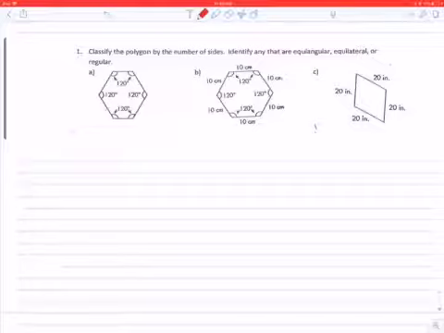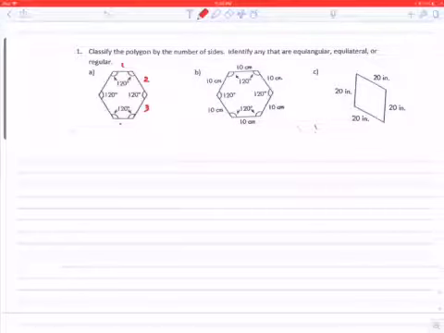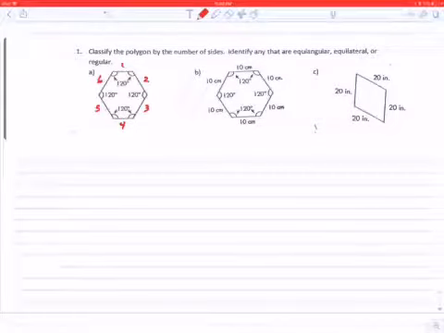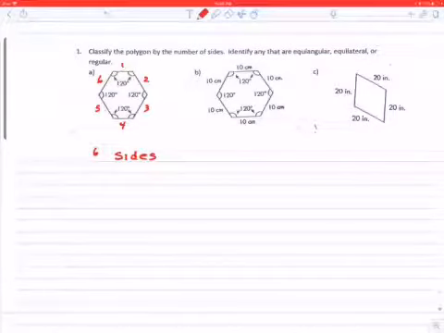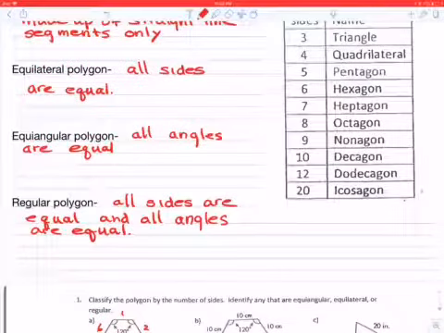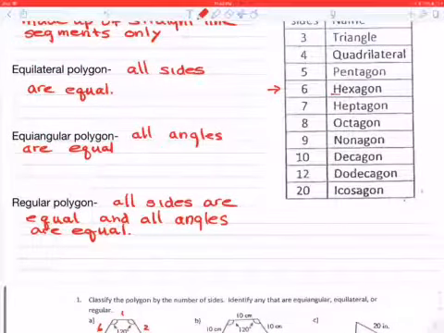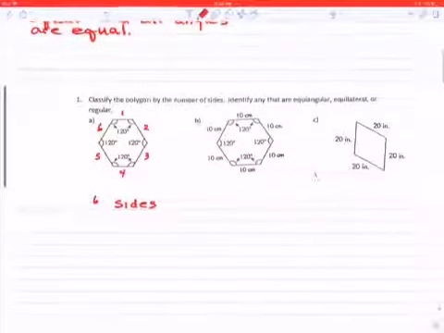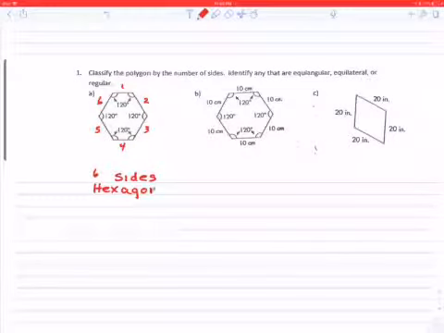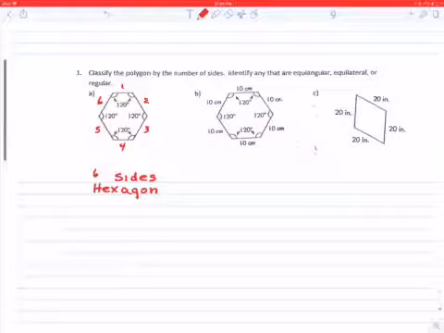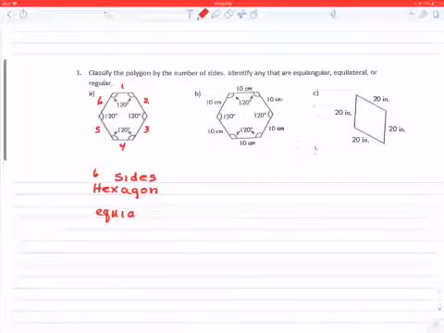So for A, if I count the sides, I see it has 6 sides. So according to the chart, if it has 6 sides, it would be a hexagon. Now, since all the angles measure exactly 120 degrees, so all the angles are equal, but the sides obviously are not, we would say that it's equiangular.